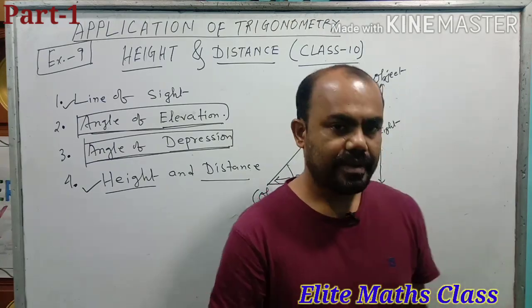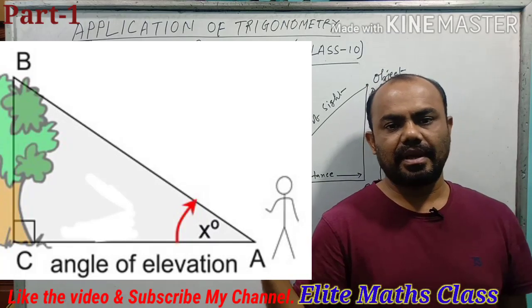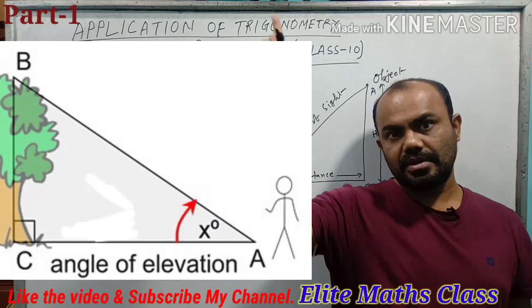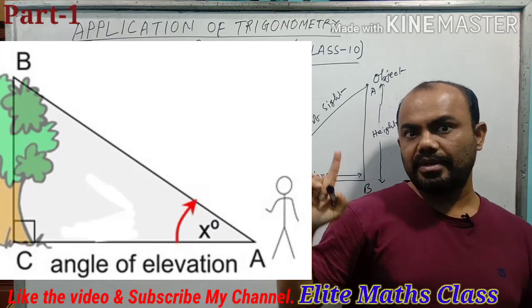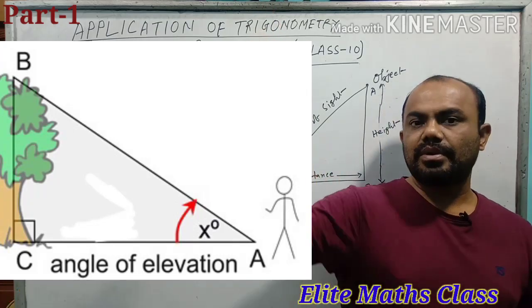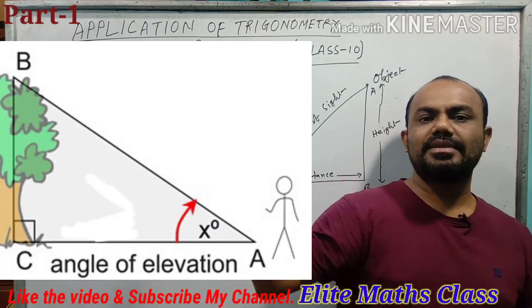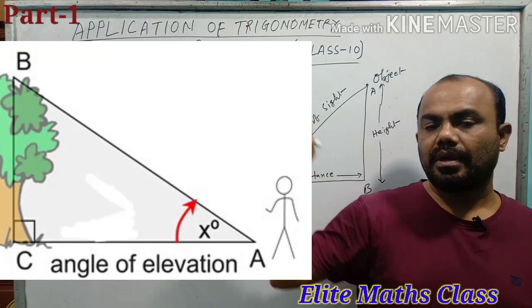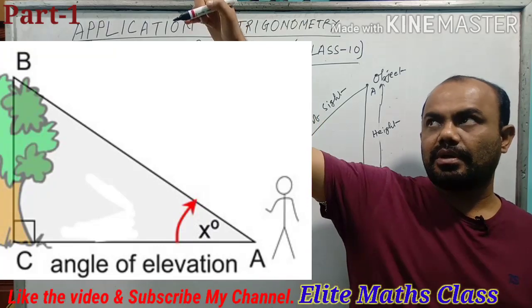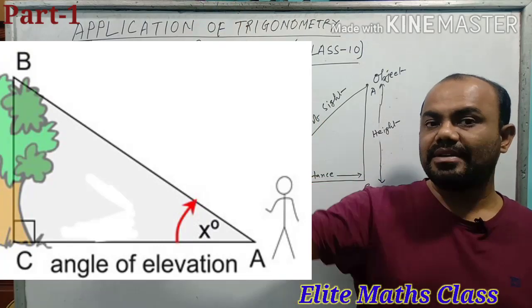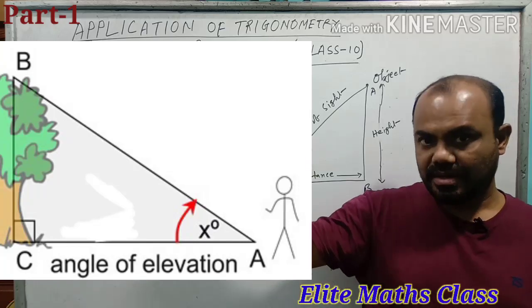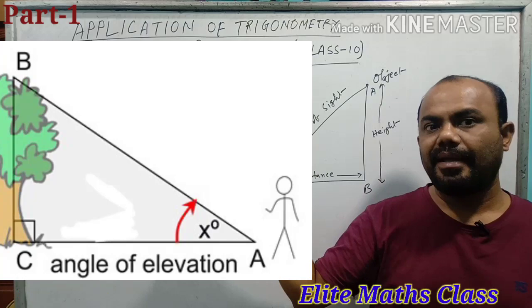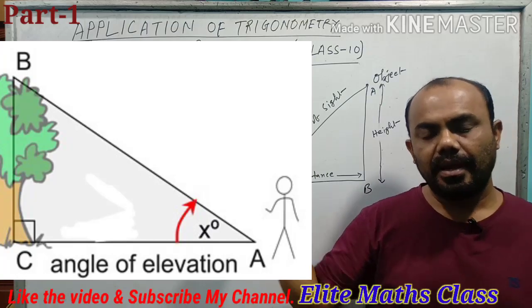Now just see this figure. In this figure, a boy is looking towards the top of the tree, that is, the observer is looking upwards. In this case, this is the angle of elevation. The boy is looking to the top of the tree; this is the line of sight, and the horizontal line and the line of sight make an angle, and this angle is called the angle of elevation.